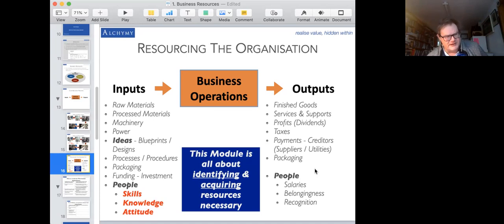So if we're talking about an output of finished goods or services, well, that has implications for what we do. If we're talking about finished goods, we need a production facility. We need a facility where we can do things and have a finished product.